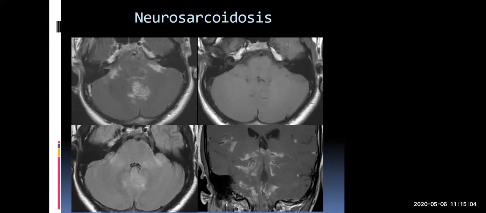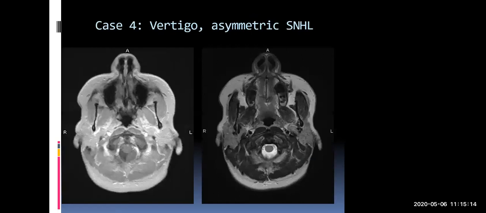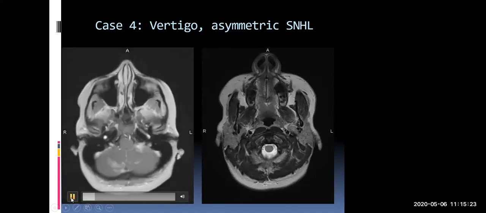Okay. This is your more classic neurosarcoid image, so this diffuse enhancement, and of course these patients are a lot more symptomatic than having sensorineural hearing loss and vertigo episodes. Let's go to the next case. This is a patient presenting with vertigo and asymmetric sensorineural hearing loss. I'm going to play this one for you first.